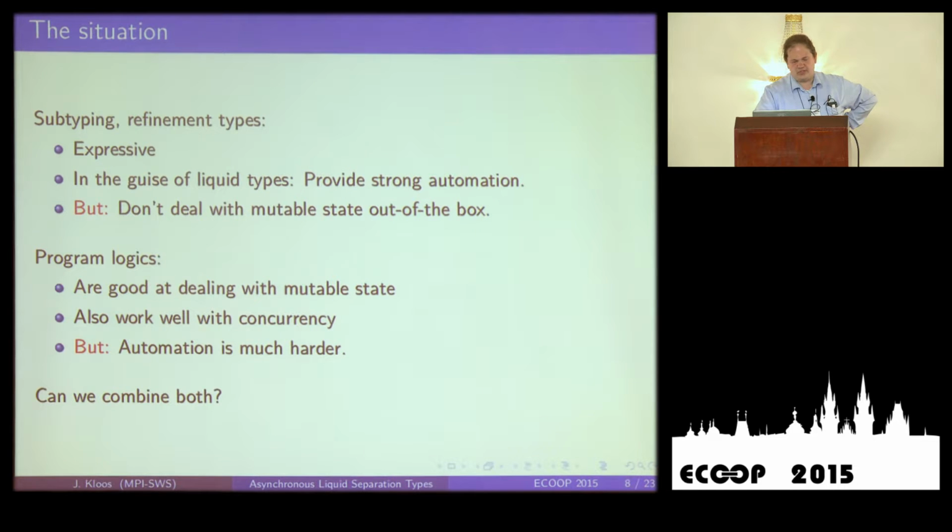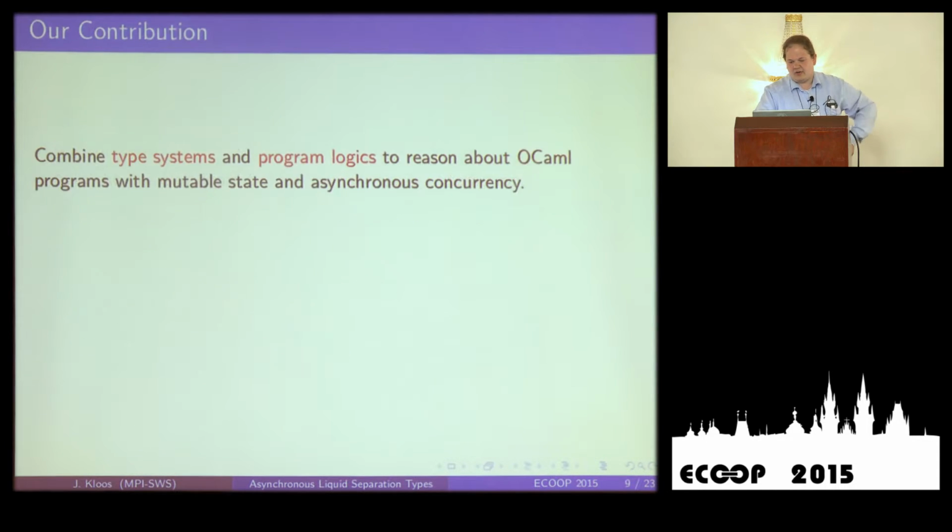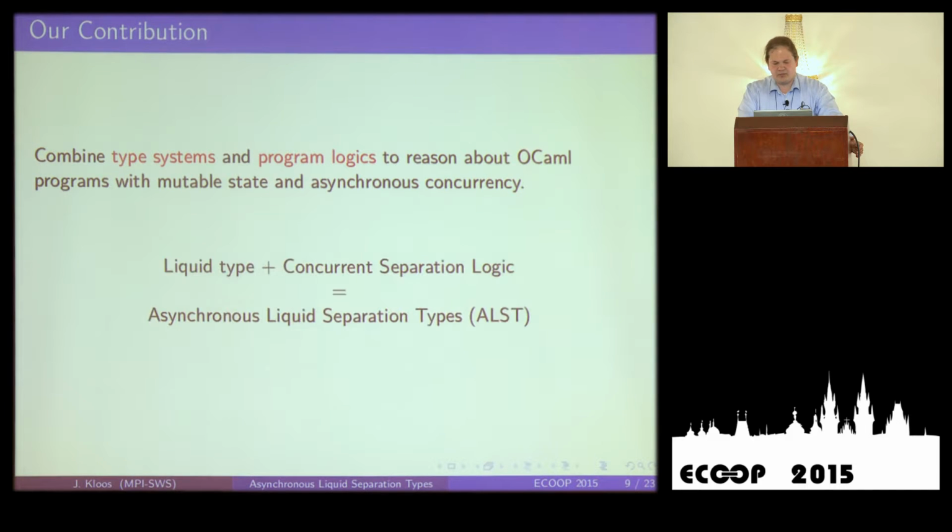So it would be good if we could just combine both. And our contribution is that we show a way of combining type systems, namely refinement types, and program logics to reason, in our case, about OCaml programs that have both mutable state and asynchronous concurrency. More precisely, in the paper, we show how to combine liquid types and a fragment of concurrent separation logic. We call the result asynchronous liquid separation types. For the rest of the talk, I will use a more simplified version. So if you don't know what liquid types or concurrent separation logic are, that doesn't matter. I'll show you something simpler, which gives you a flavor of the whole thing.